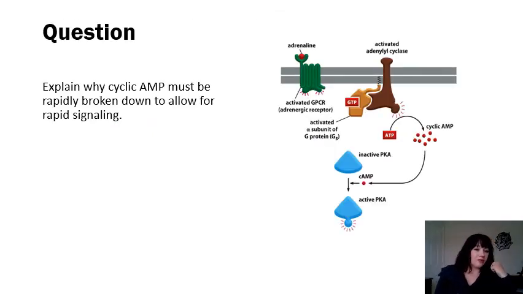So we talked about cyclic AMP being a rapid signaling method, but I'd like you to take a moment to understand why it must be rapidly broken down. So we know that it must be made very quickly, but why should the levels also drop really quickly? Take a minute, pause the video, think about this problem.